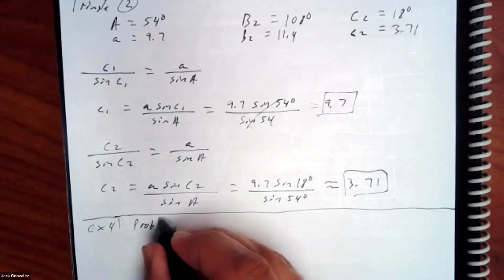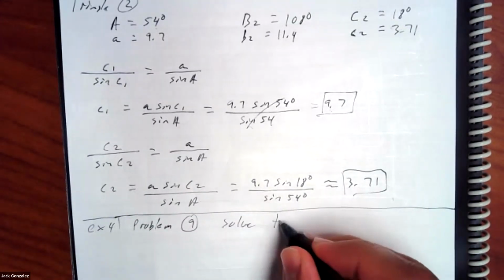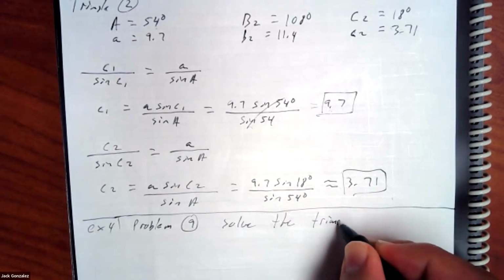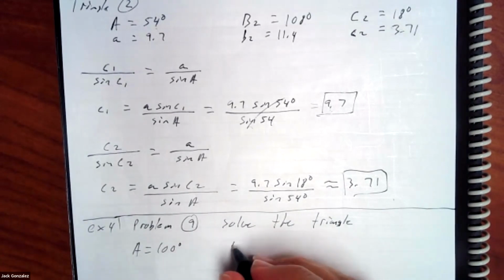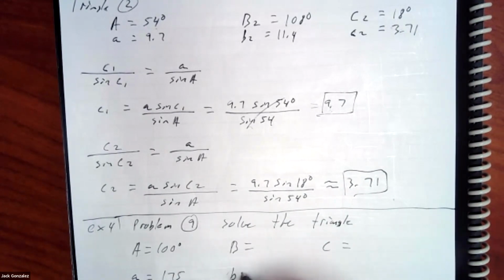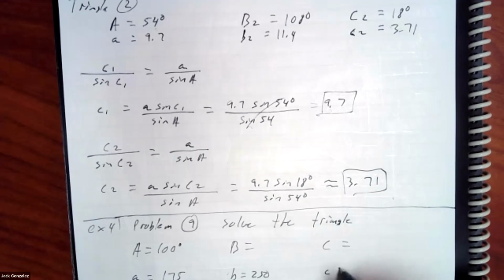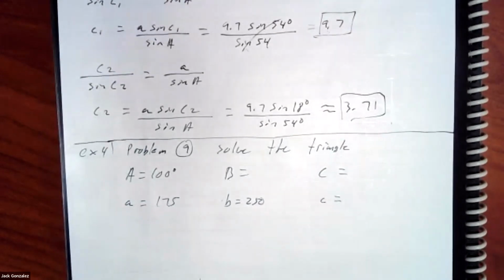This one's problem 9 from the homework. So we don't know how many triangles there are. All they gave us is A is equal to 100. No B or C. Little a is 175. Little b is 250. Little c is something. So when you look at this, you should know where to start, right? What angle should I solve for first by looking at this?